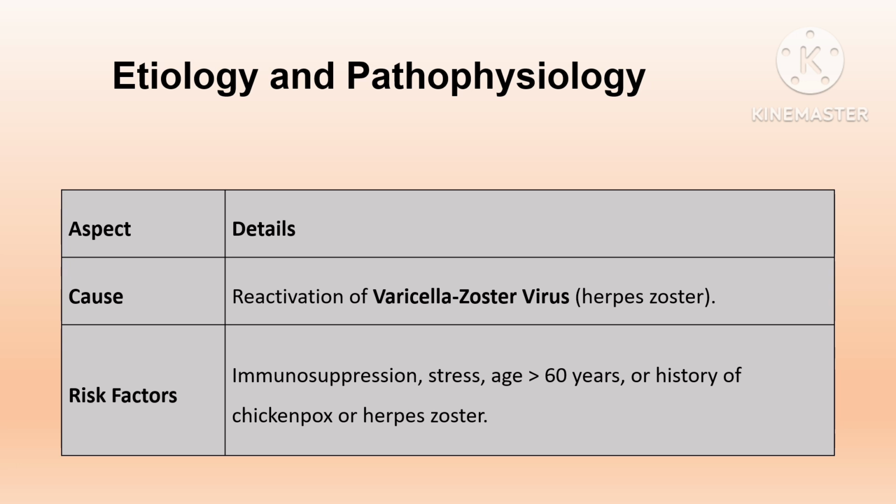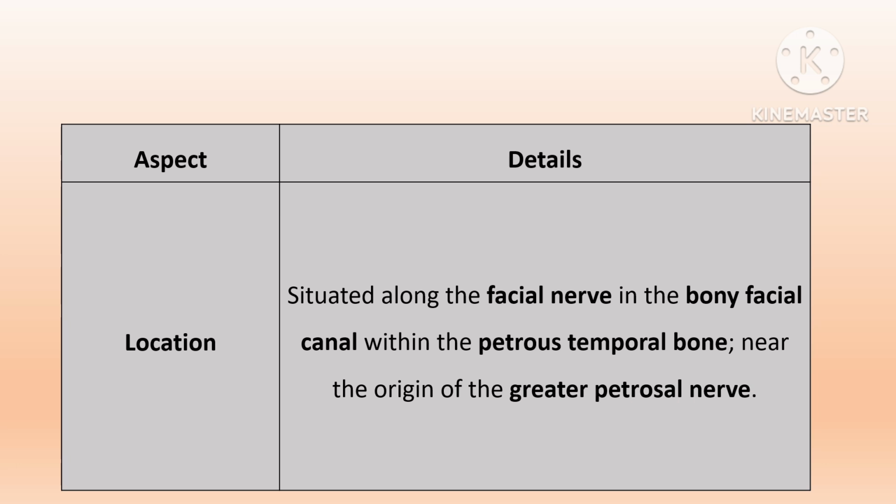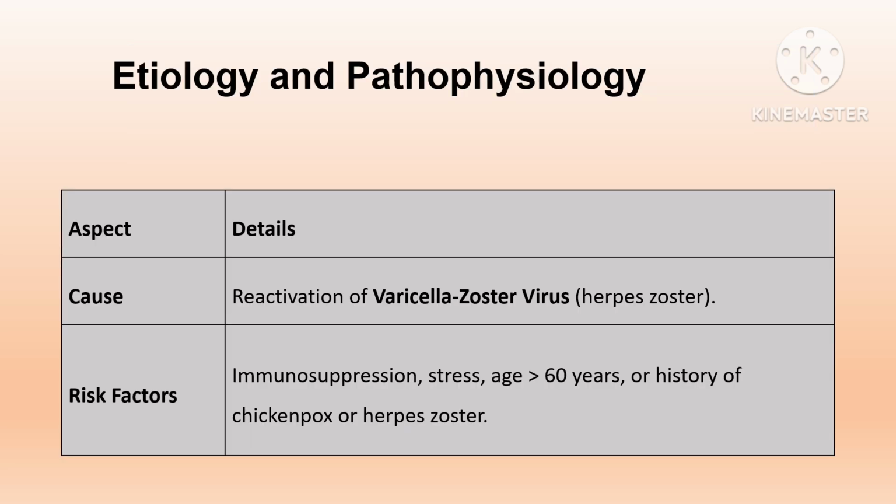Let's talk about the etiology and the pathophysiology of Ramsay Hunt syndrome. Regarding the etiological agents, Ramsay Hunt syndrome, as we have already discussed, is caused by a reactivation of varicella-zoster virus, the same virus responsible for chickenpox. After the initial chickenpox infection, varicella-zoster virus remains dormant in sensory ganglia such as the geniculate ganglia of the facial nerve. Reactivation occurs when the immune status decreases.